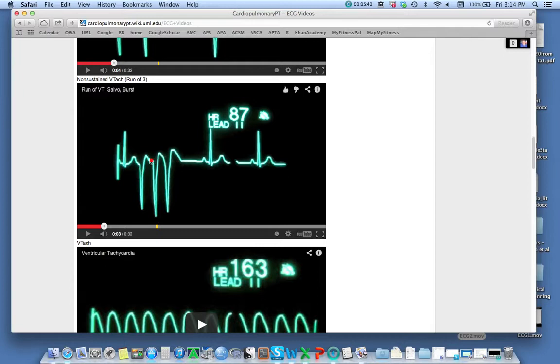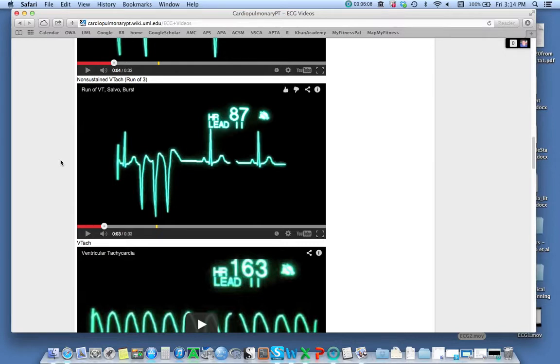So premature ventricular contractions, an ectopic focus in the ventricle, 3 beats in a row, 3 action potentials in a row, is a run of V-tach. It's non-sustained V-tach, and the terminology non-sustained V-tach really is for when you go from V-tach back to a normal sinus rhythm.